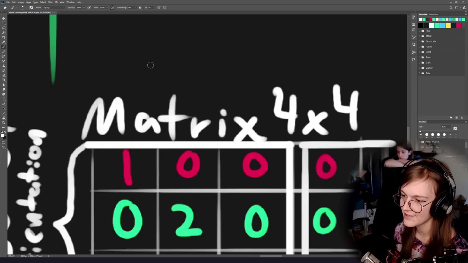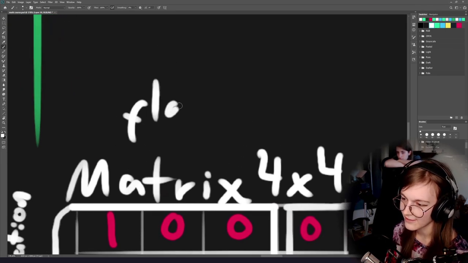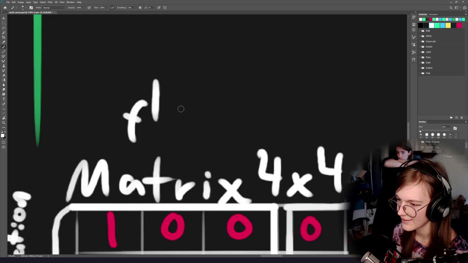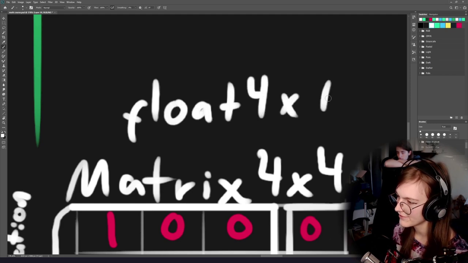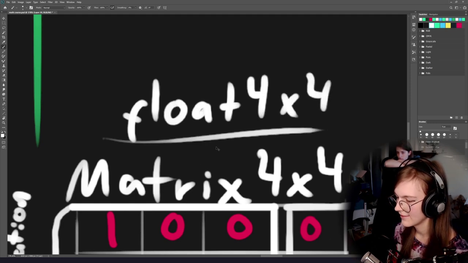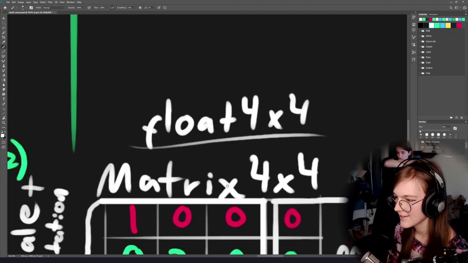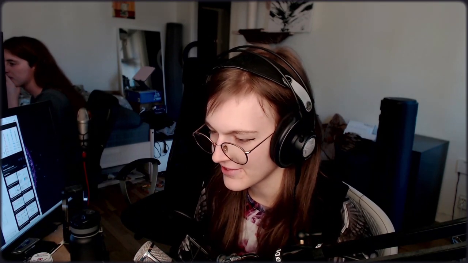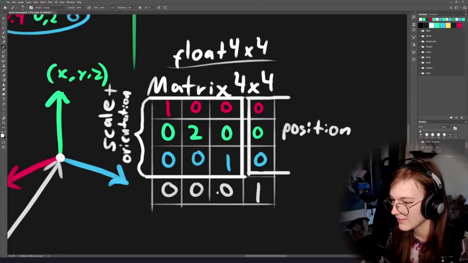If you're doing shaders, these are going to be called more accurately. It's called float4x4 when you are coding in HLSL or CG. It turns out I lied to you all. You should never listen to me again. Unsubscribe. This was cringe. I'm going to try to correct my mistake.